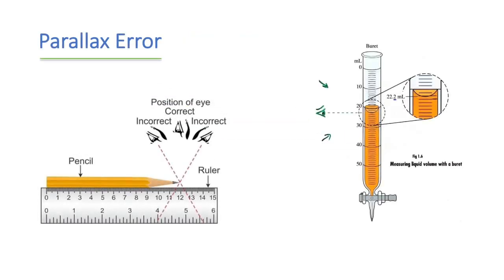While looking at the reading on the scale, we get different readings when the eye is kept at different positions. This is called the error of parallax. To avoid it, the correct reading is obtained when the eye is kept in front of and in line with the reading to be taken. While reading the volume, it is important to keep the eye at the horizontal line of the bottom curve of the liquid to avoid the parallax error.